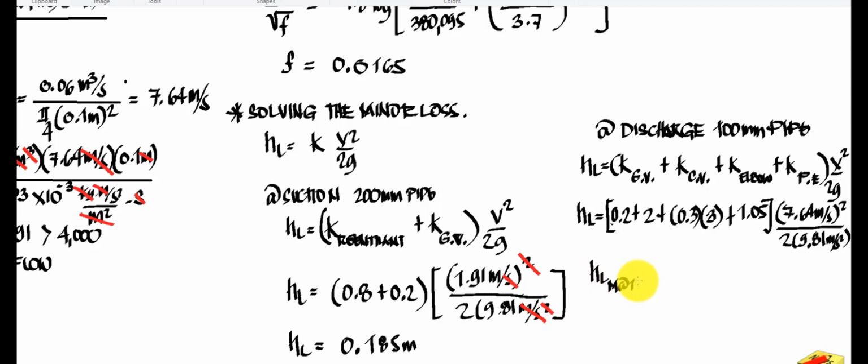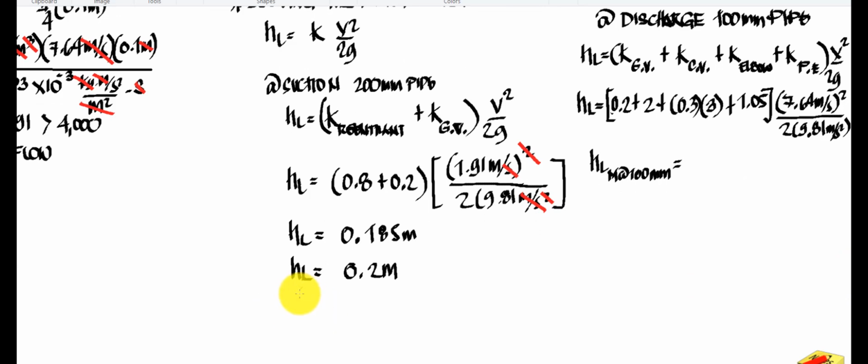So para magkaroon tayo ng distinguish, magkakaiba ng ano nito. I'm gonna change this one to head loss minor at, usually this is 200 mm, which is equal to 0.2 meters. So dito sa kabila we have the value of 12.34. So this is already in meter, so cancel natin to.